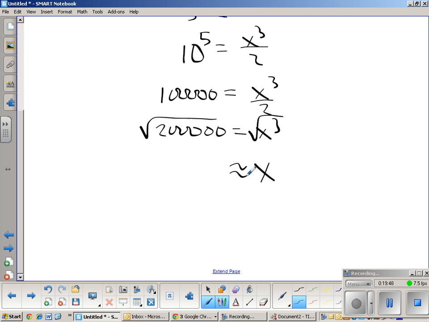Cube root. I didn't put that in yet. I got distracted thinking about what my answer is going to be. And taking cube root of both sides, 58.48. Yeah. 58.48. 58.5. Yeah. Okay? Any questions on that?